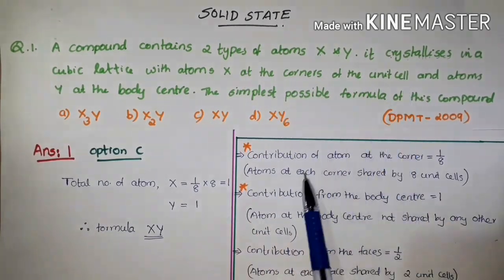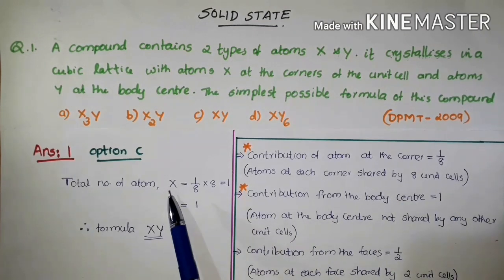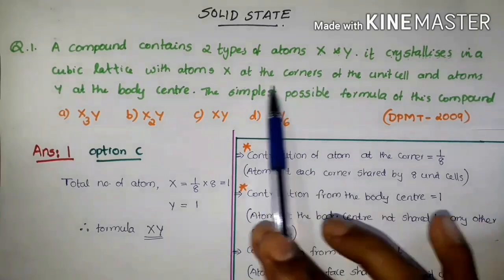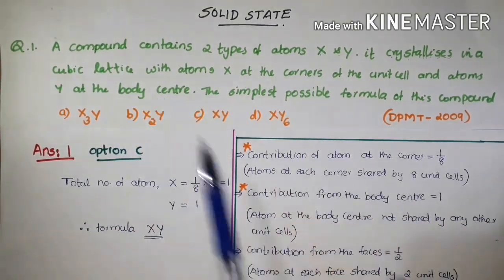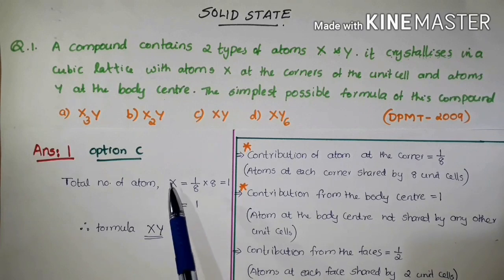X atom at the corners. If an atom is at the corner, its contribution is 1 by 8. So total number of atom X is equal to 1 by 8 into 8 corners for a cube. Therefore 1 by 8 into 8 is equal to 1. And Y at the body center. If an atom is at the body center, its contribution is equal to 1 because an atom at the body center is not shared by any other unit cell. Therefore Y equals 1. X1, Y1. Formula is XY.